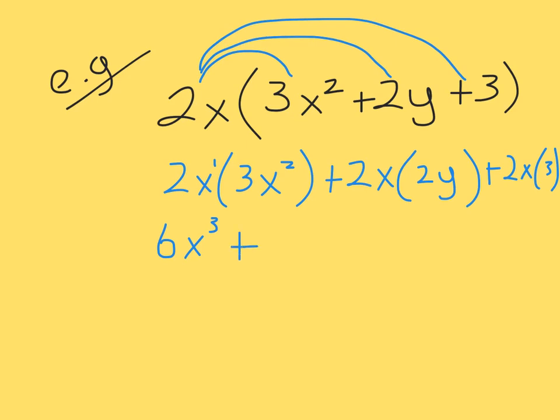Then we have 2x by 2y. Well, 2 by 2 is 4, and x by y is just xy. Remember, we can't do anything with that. And then finally we have 2x by 3. Well, 2 by 3 is 6x. And that's my final answer on that.